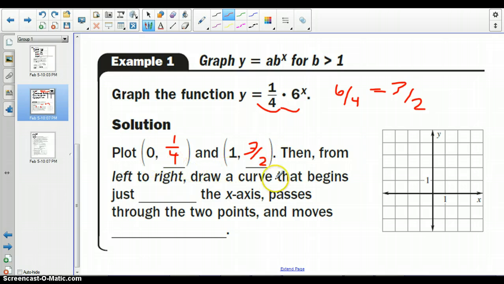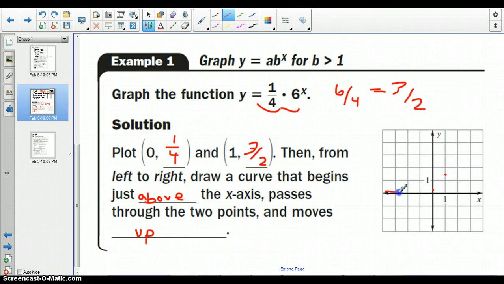Then from left to right, draw a curve that begins just above the x-axis. It doesn't begin at the x-axis because the x-axis is an asymptote, never touches it. Passes through the points and moves up. So 0, 1/4, we can say it's here. 1, 3 over 2. 3 over 2 is 1.5. It's here.